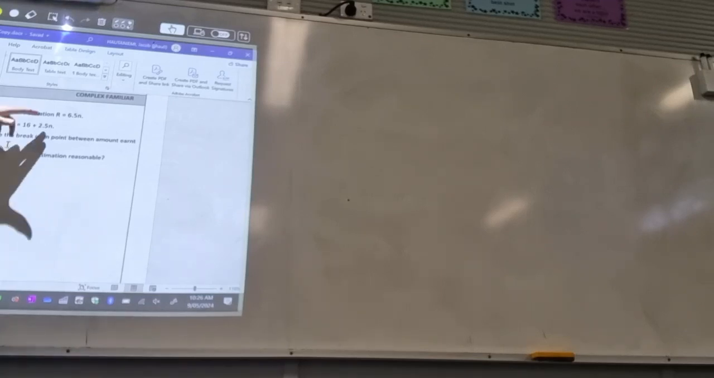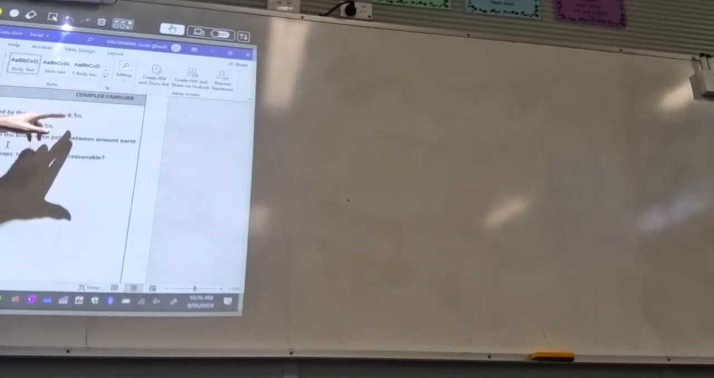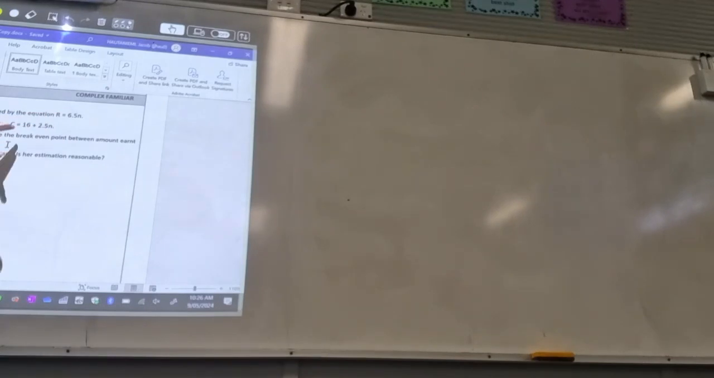We've got our revenue equation. R is equal to 6.5M. And then the cost equation is 16 plus 2.5M. It doesn't really matter, but we just have to know that there's an equation we can use. Question A, you are asked to solve the simultaneous equations algebraically to determine the break-even point between the amount of money for selling soap and the amount that it costs to make them.